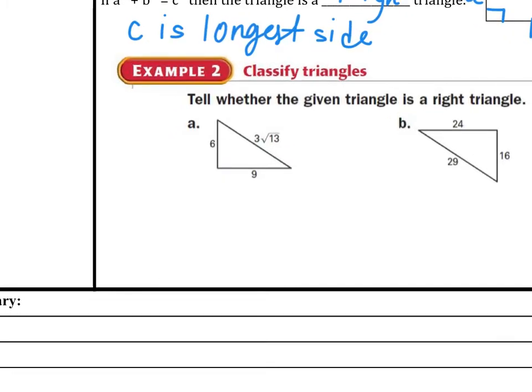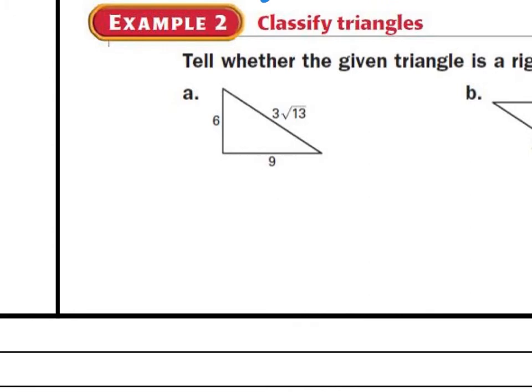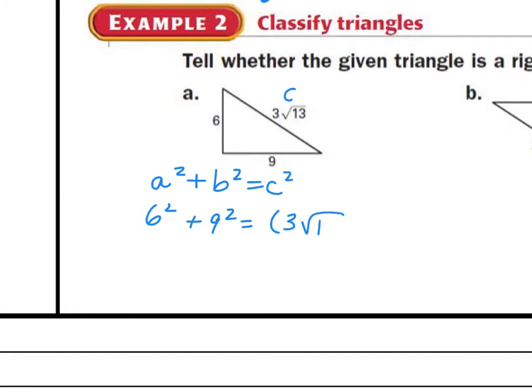We're doing A together. This has to be C, because it's the one that's across from what would be the right angle. It's the longest side right now. 3 root 13 is longer than 6 and 9. We're going to plug into Pythagorean theorem. So we want to know, is 6 squared plus 9 squared equal to 3 root 13 squared? And I'll put a question mark above the equal sign because you don't actually know right now that it is.